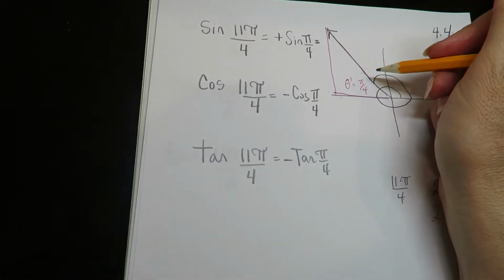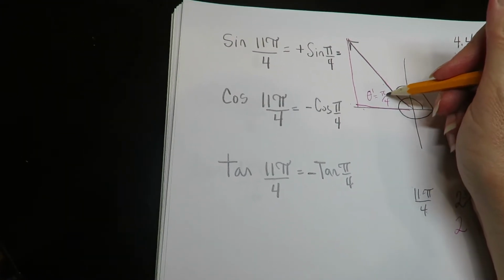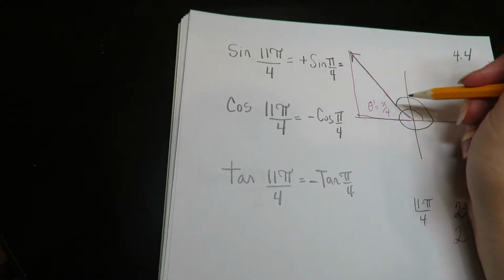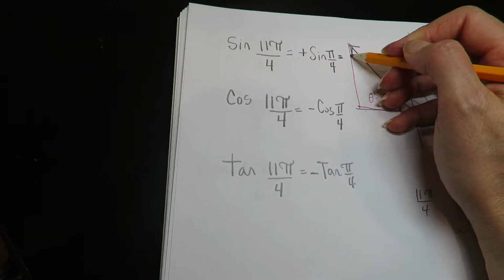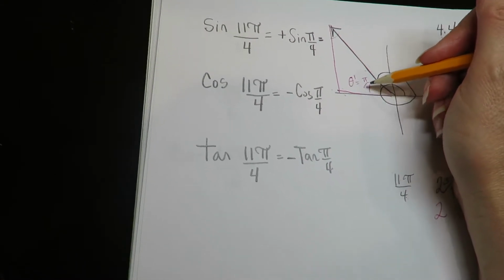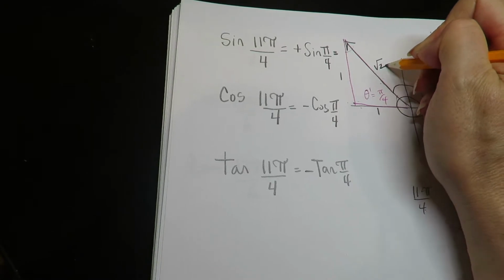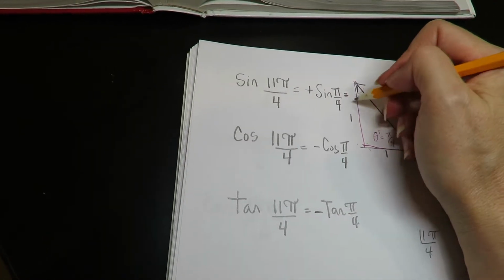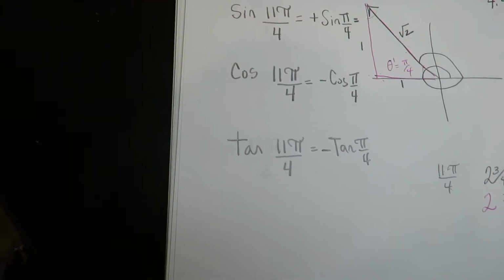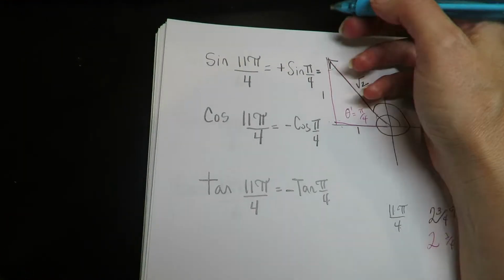I also have to set up my triangle. So if this is pi over 4, that means it's a 45, 45, 90. 45, 45, 90. And I asked you guys to memorize that. So that's your 1, 1, radical 2 triangle. All right, so now I'm going to finish and I'm going to evaluate this. Maybe I'll just do it in a different color since I'm overlapping a little bit here.